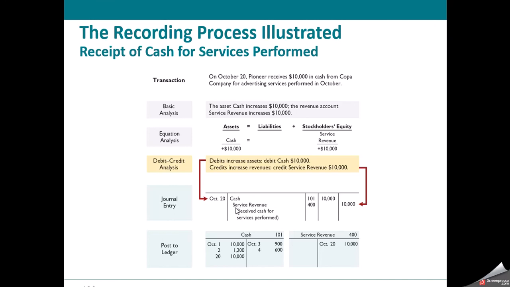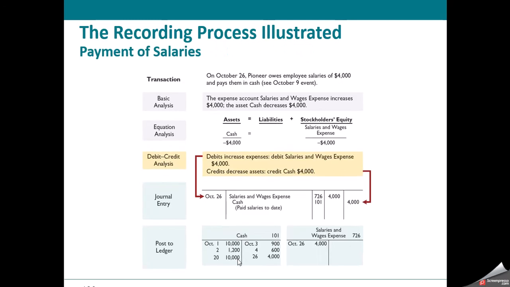But revenue is increased with the credit balance. So this makes our cash go up if we debit it. Our service revenue, again, is normally a credit balance, so that's making that go up. And now we have revenues of $10,000 and an increase in our cash of $10,000.